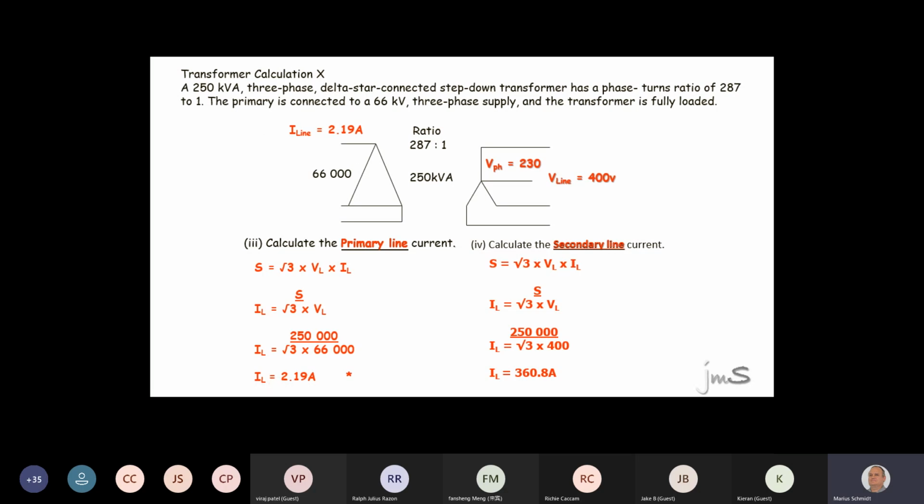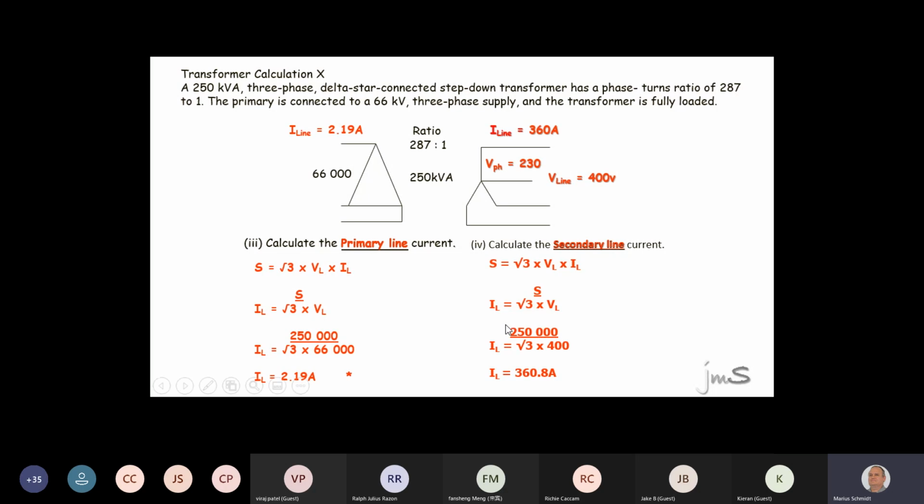There we are. See there? 2.19. So, if you know what the current in the coil here is, which is 360, you know that this side is 287 times less. Remember? If the current goes up, the voltage goes down. That is the trick about this. And that's why I try to stay with this. Then I know the risk of making a mistake is way less. Make sense? But I'll leave it to you.